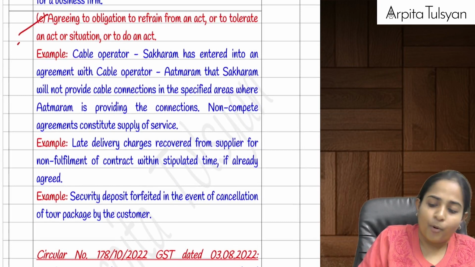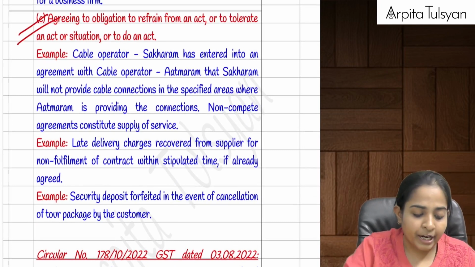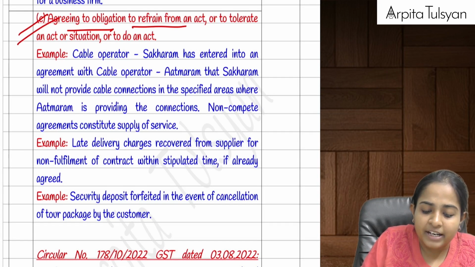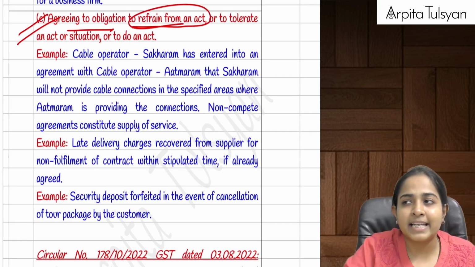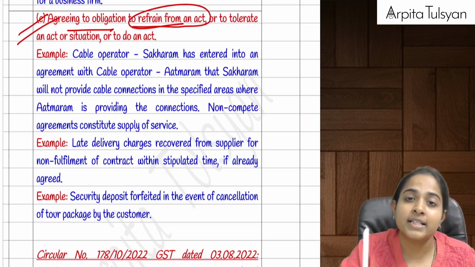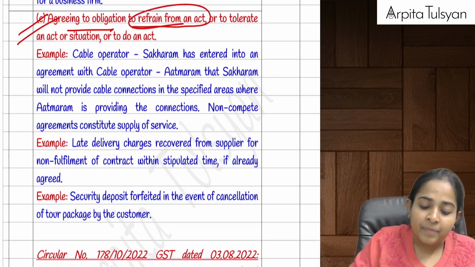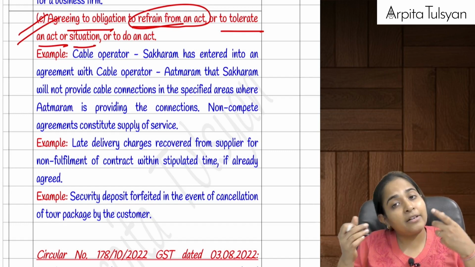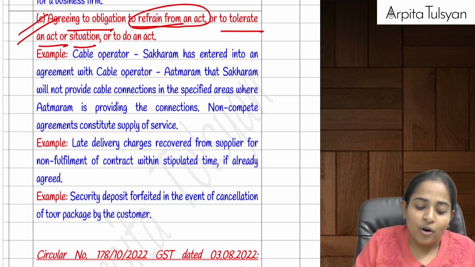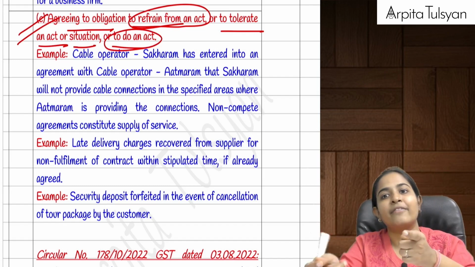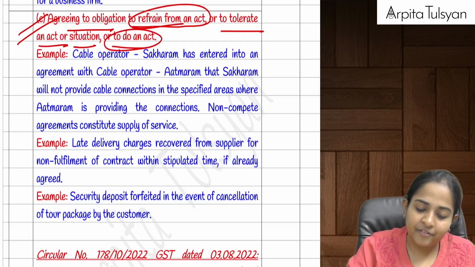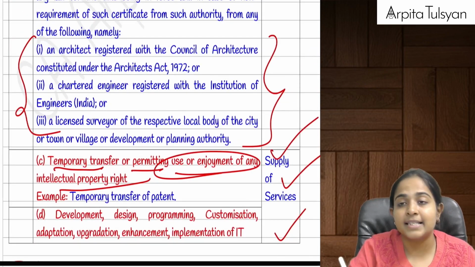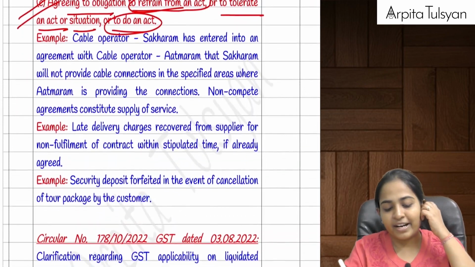Next important point, everyone here: agreeing to the obligation to refrain from an act. That is, someone is telling me, Arpita, don't do this. If you don't do this, I will pay you this much amount. Or to tolerate an act or situation. I am tolerating a particular act for which I am going to get a consideration. Or to do an act. Arpita, do this act, I will give you this much amount. If any such type of services are being provided, then in that case it will be considered as supply of service.